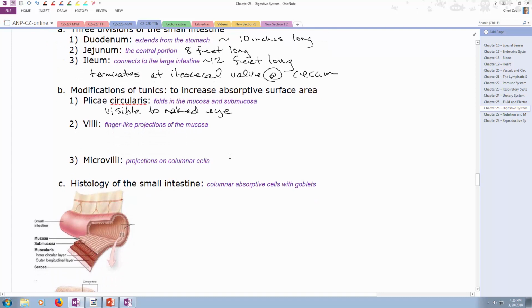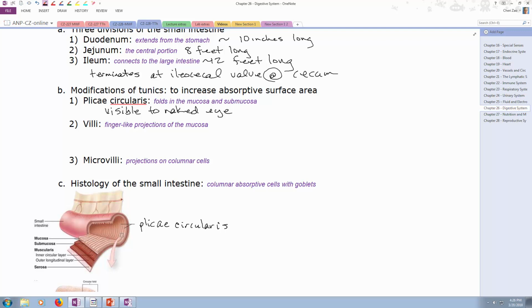And so right here, plica is what that little leader line is actually pointing to. So you can put a scope in, and you can easily see these folds increasing surface area. Then off of the plica circularis are villi.